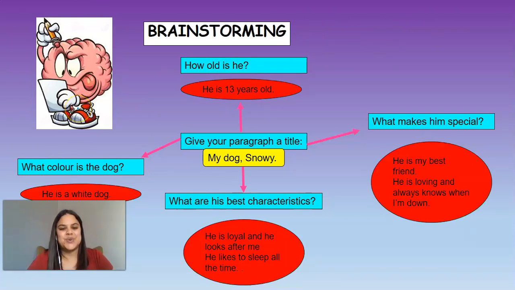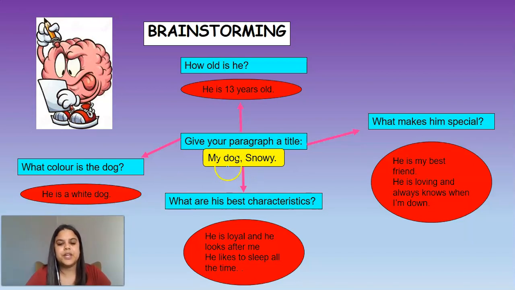So, brainstorming. Over here, we give our paragraph a title. So, my paragraph starts with my dog Snowy. That's the title of my paragraph. And here in blue, I've asked questions. How old is he? What makes him special? What are his best characteristics? And what color is the dog? Those are the questions that I would ask myself or put on paper that would help me design my paragraph. And in red are the answers.